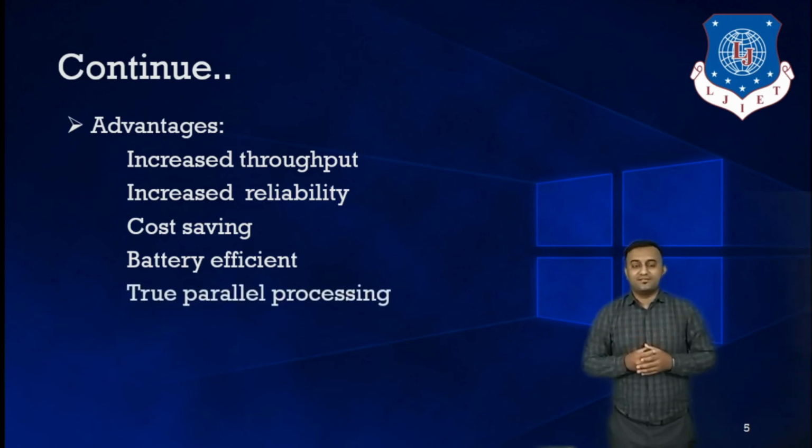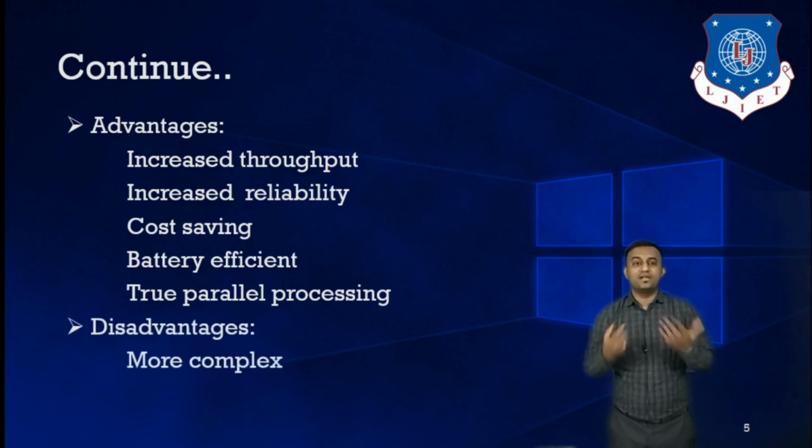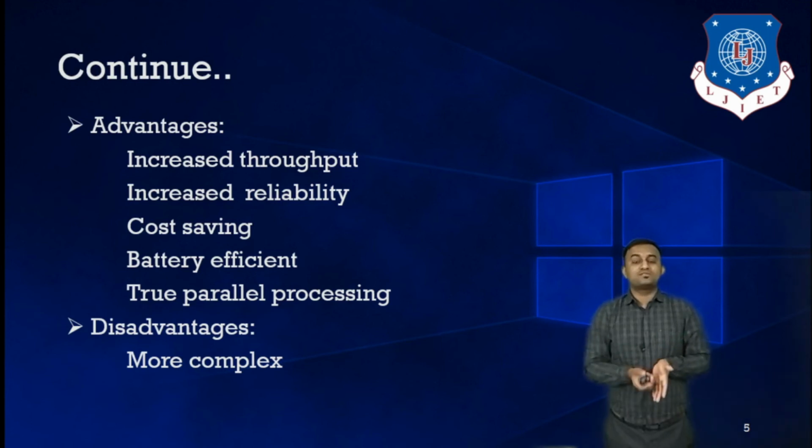True parallel processing, that we have already discussed in the previous slide. By having multiple processors within a single system, we can achieve true parallel processing, or you can say true concurrency, or real concurrency. What are the disadvantages of this type of system? Definitely, it is more complex to design because multiple processors are associated with the same machine. As I told you, we need a large size of memory and arrangement for implementation purposes. It is somewhat difficult to design.